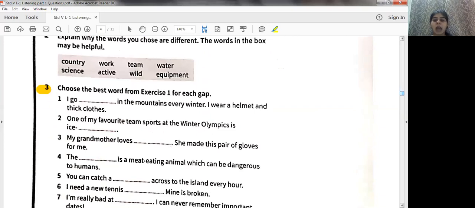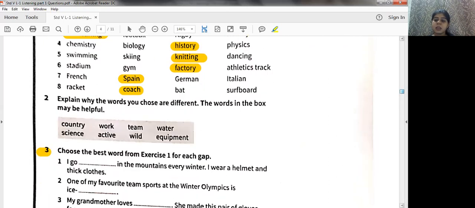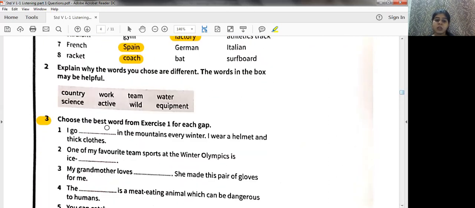First, I go dash in the mountains every winter. I wear a helmet and thick clothes. So for which thing do you go to the mountain? So let us see the word. It is for skiing. Okay. So where is skiing? Yeah, fifth one. So you will write skiing over there. First blank is skiing. Please write it, students.